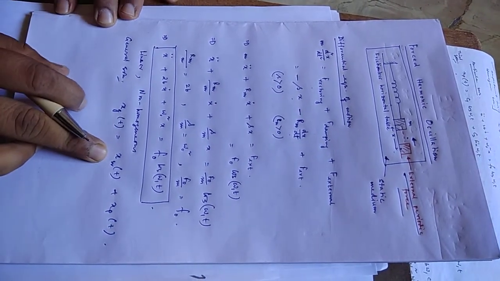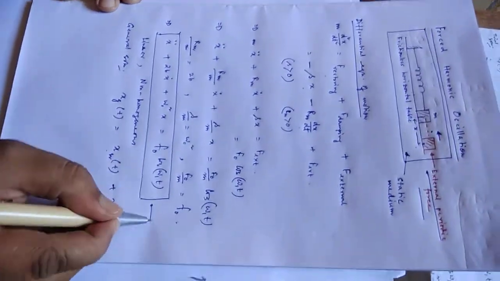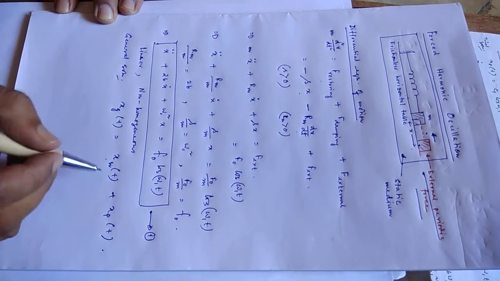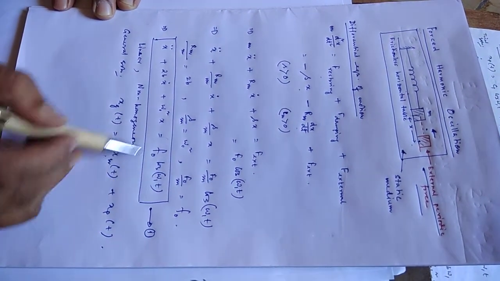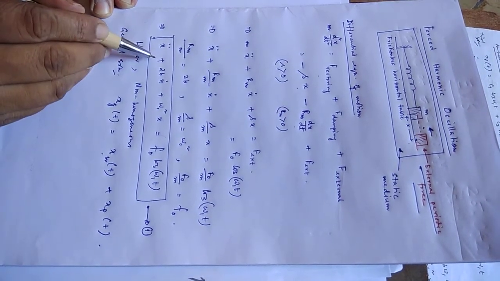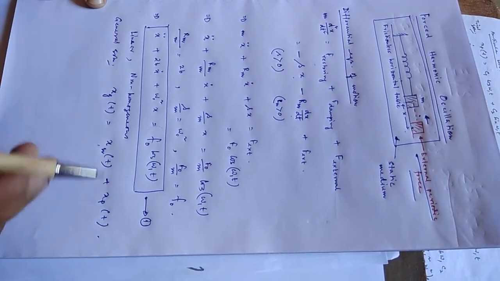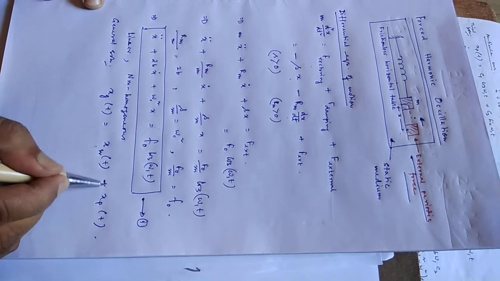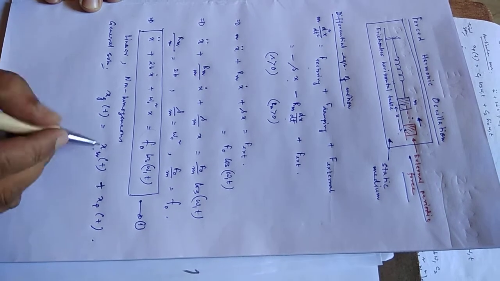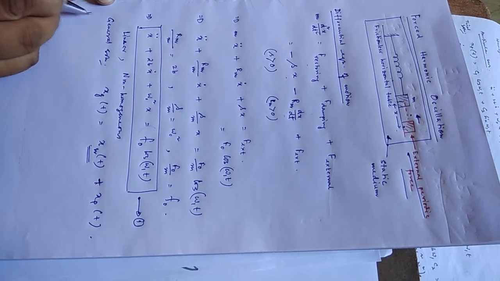X homogeneous is the solution of the homogeneous part of this non-homogeneous differential equation. Let me call this equation 1. So x h of t is the solution of the differential equation if I put 0 on the right hand side, and x p of t is a particular solution of this differential equation 1, where we solve the equation as it is in its present form. If I take the sum of them, I get the general solution of this differential equation. So this is the homogeneous solution or complementary function.